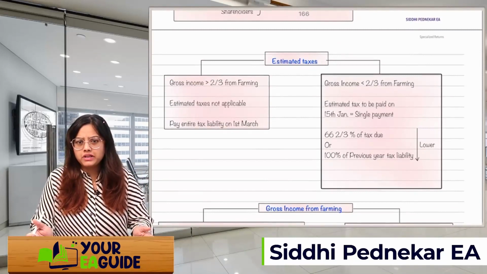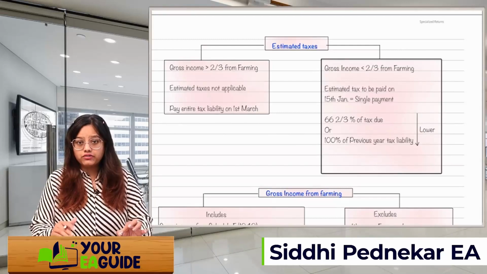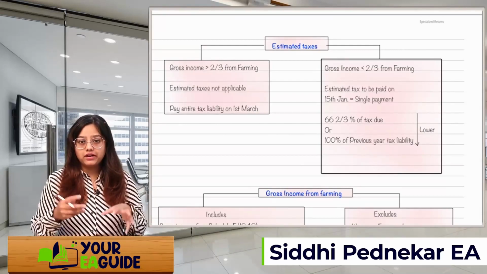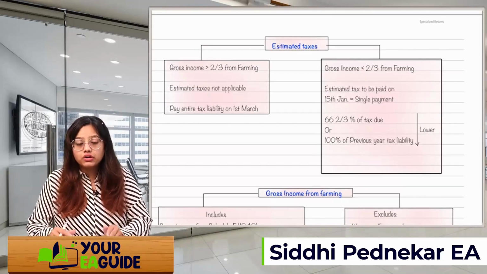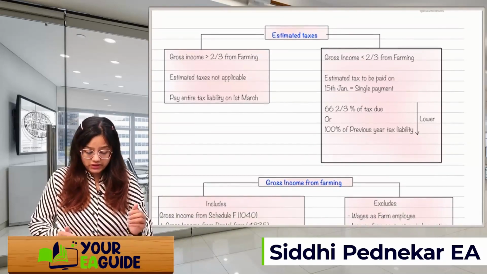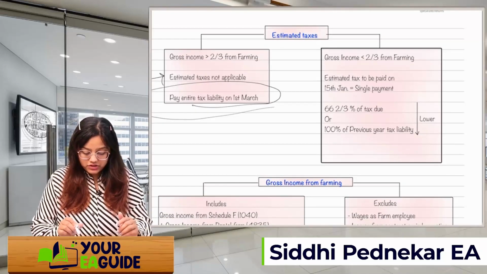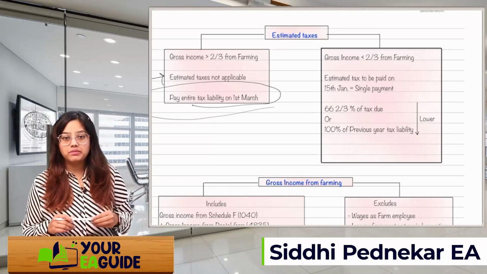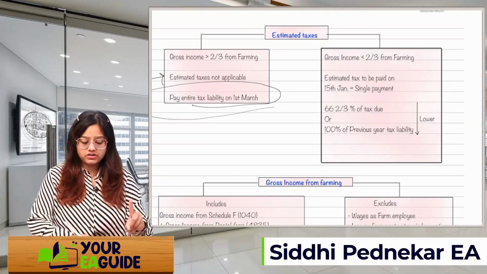Do the farmers have to pay the estimated taxes? Yes. If the gross income is more than 2/3 from farming, along with the farming they may have some other businesses, right? And if the gross income is more than 2/3 from farming, estimated taxes are not applicable for them. Pay the entire tax liability on 1st of March. If your farming income is higher, then estimated tax is not applicable.